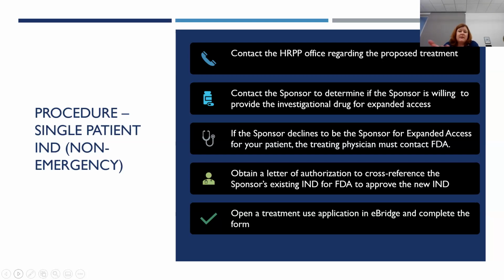So, we've talked about the IRB office and the FDA, but clearly the sponsor is how you access the investigational drug. And the way to do that is contacting the sponsor; it has to be listed on the sponsor's website whether they offer access to that investigational medication and how to contact them. So you contact them, you ask them if they're willing to provide the drug, if it's available for expanded access.